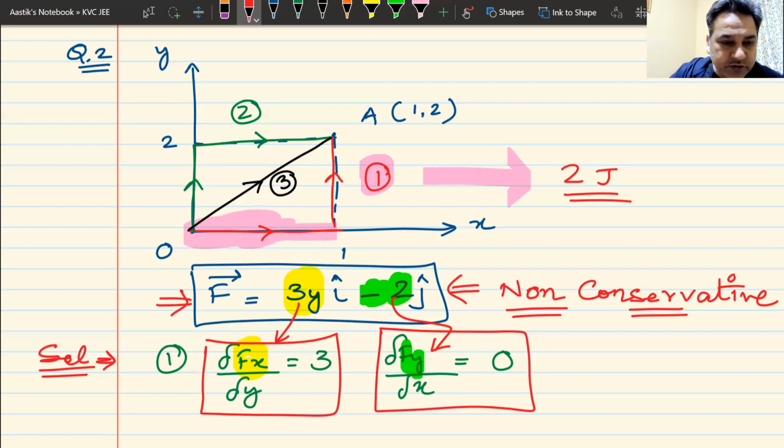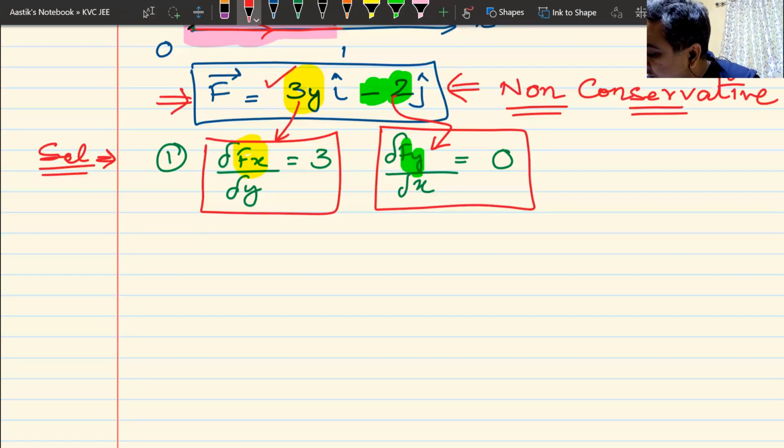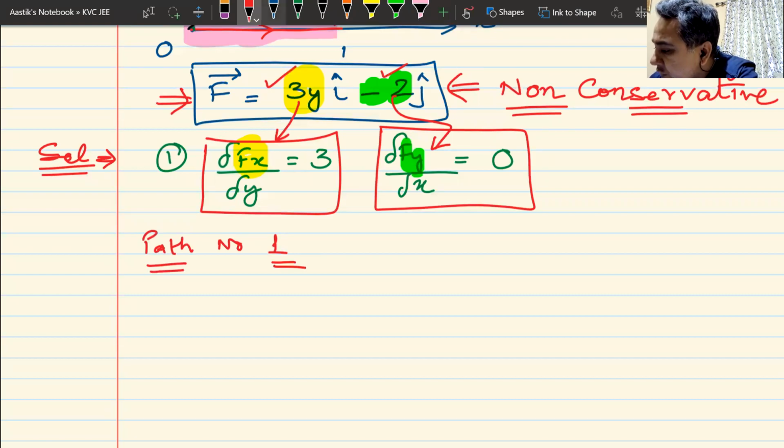Okay, let me try to do what you have done. Let me first write the force. So the force is 3y i minus 2x j. For path number 1, I write path number 1 so that everyone understands it. I have to find out the work done in this path.